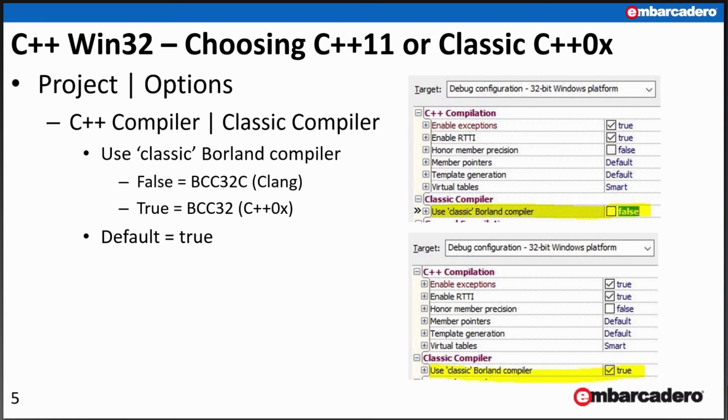If you say file new, a Win32, whether it's a VCL or a FireMonkey project that you're creating, and you want to use the full C++ 11 language, go in first thing and say target options, use Classic compiler, and turn that to false, and you'll be just fine.